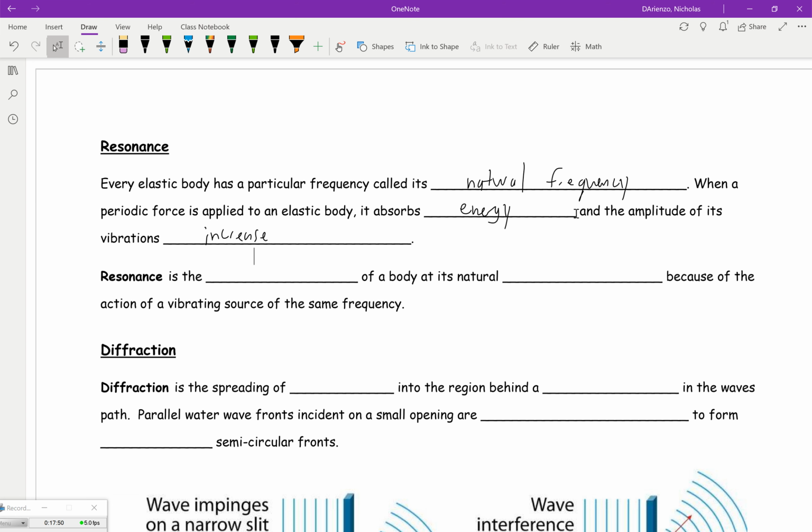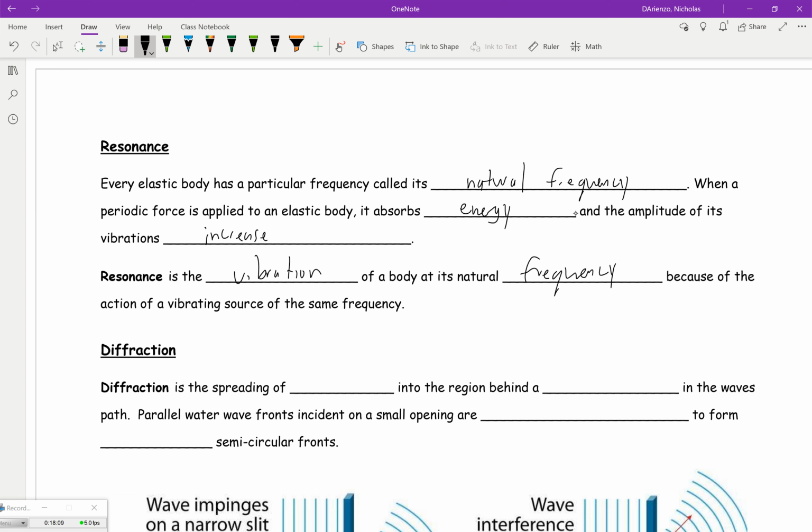Now, resonance is the vibration of a body at its natural frequency because of the action of a vibrating source of the same frequency.